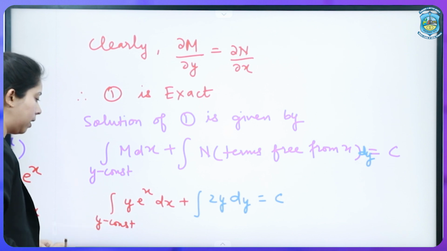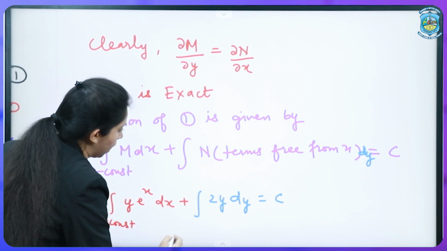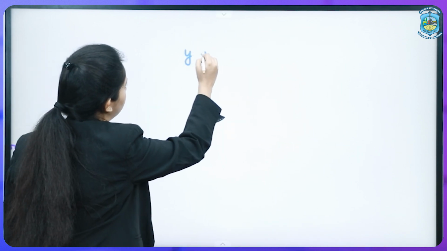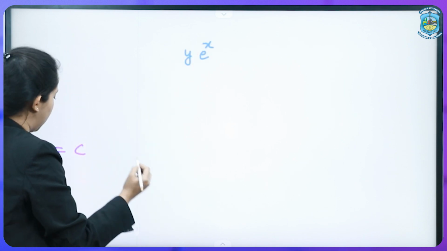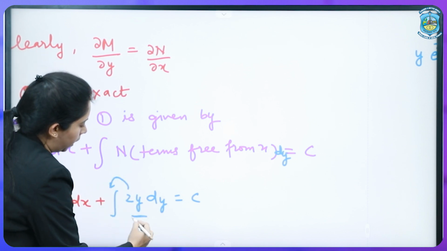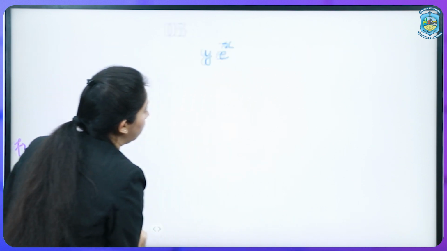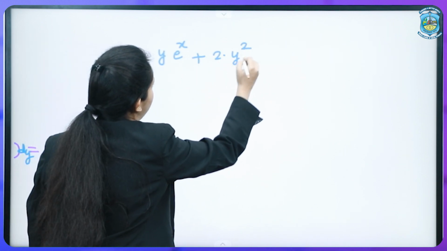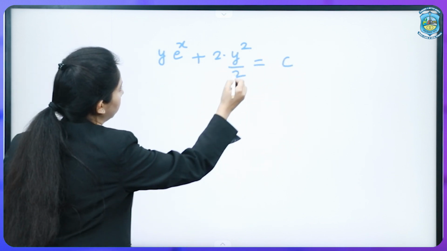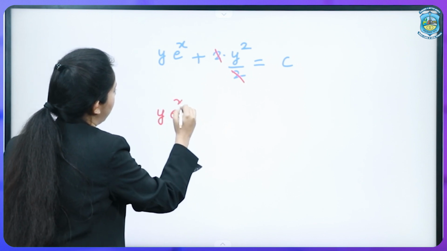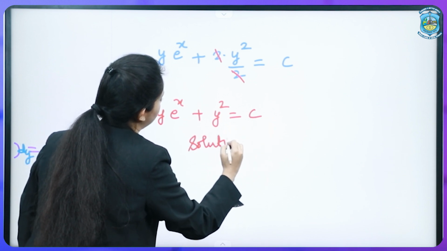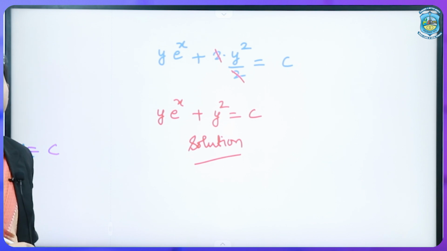Since y is treated as constant, integration of e^x will be e^x. So here y is treated as constant, so integration of e^x is e^x, plus 2 can be taken out of the integration, and integration of y with the help of the power rule will be 2 times y²/2, that is equal to c. So we can simplify this and have y e^x plus y² is equal to c as the solution of the exact differential equation. So this was question number 1.